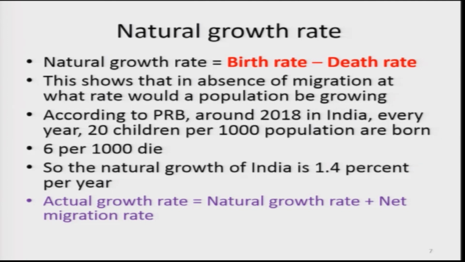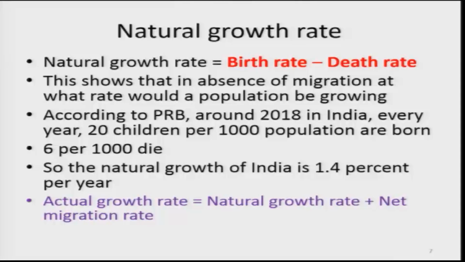Now, natural growth rate is defined as birth rate of a country minus death rate. What is birth rate? Birth rate is the number of births per 1000 population, or total number of births in a year divided by population in the middle of the year, or average population of the year, or mid-year population, and multiplied by 1000. Similarly, death rate is the number of deaths divided by mid-year population into 1000. This shows the natural growth rate, the difference between birth rate and death rate.